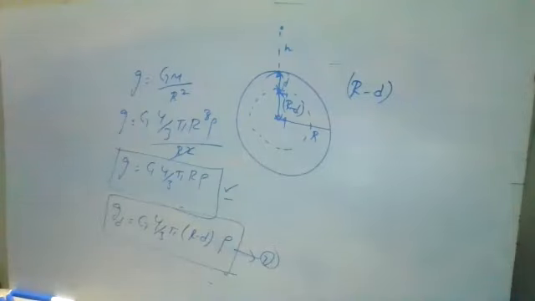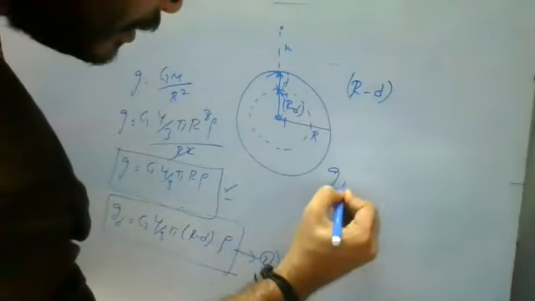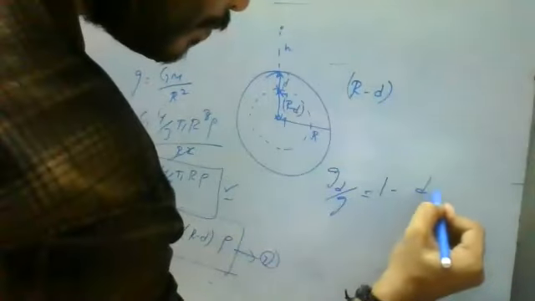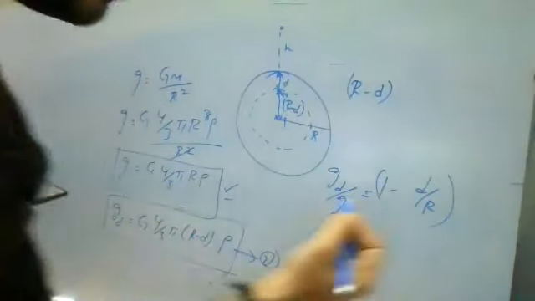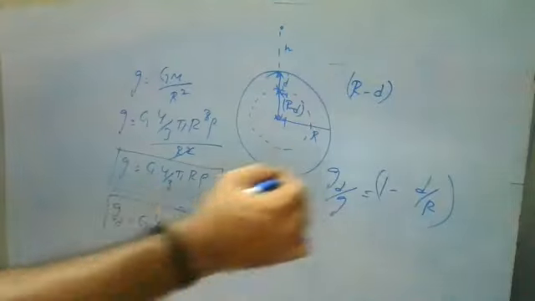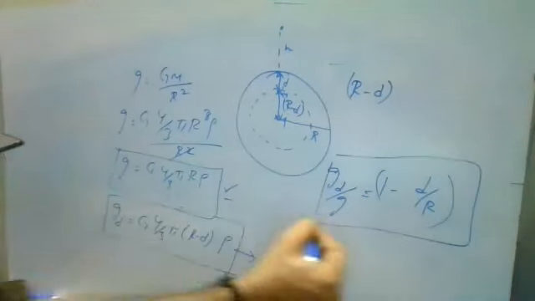So one is on the surface, one is at depth. Now I'll take the ratio. Taking the ratio, gd by g is equal to 1 minus d by R. Here d is the depth of the object inside the Earth, and R is the radius. This is your relation: gd by g is equal to 1 minus d by R.